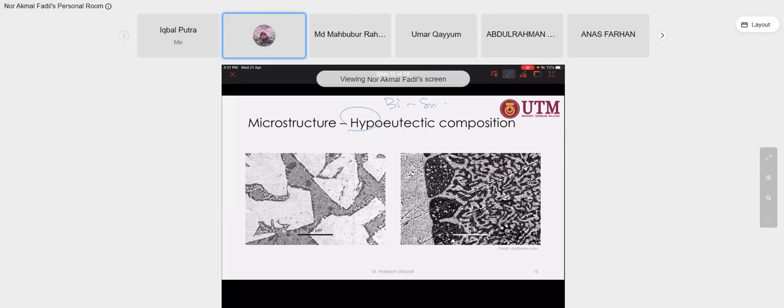What you can see is one single phase, maybe it is primary alpha. This one is another phase, which is lamella. If you zoom in, you can see the lamella structure like this. So lamella is layer by layer of alpha plus beta.